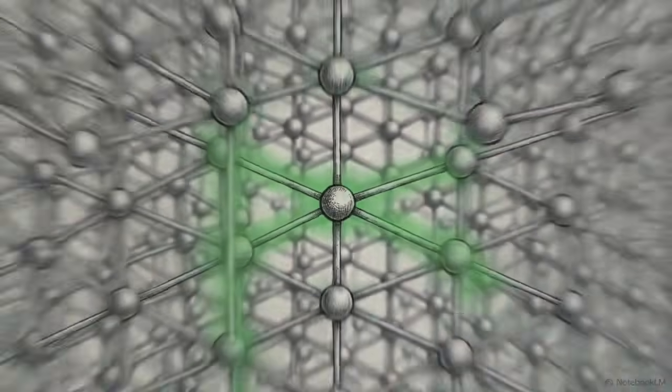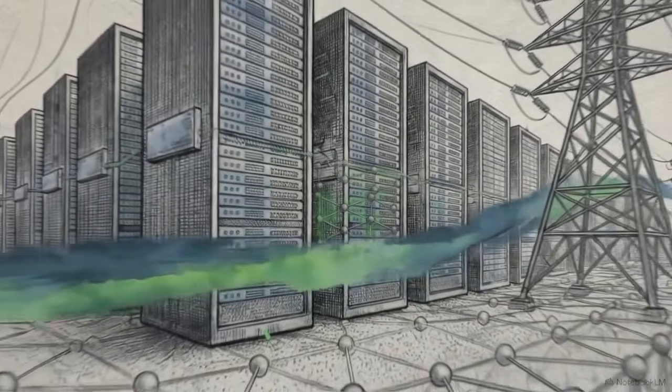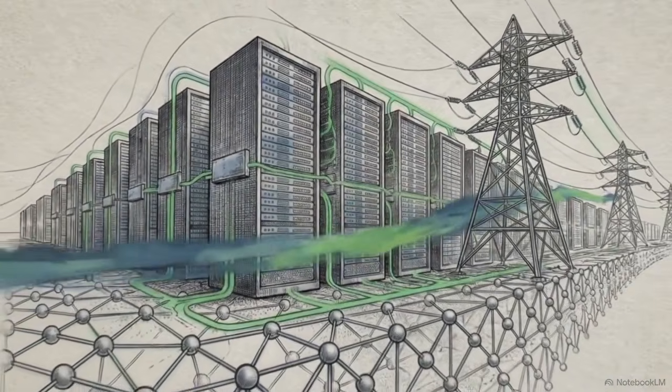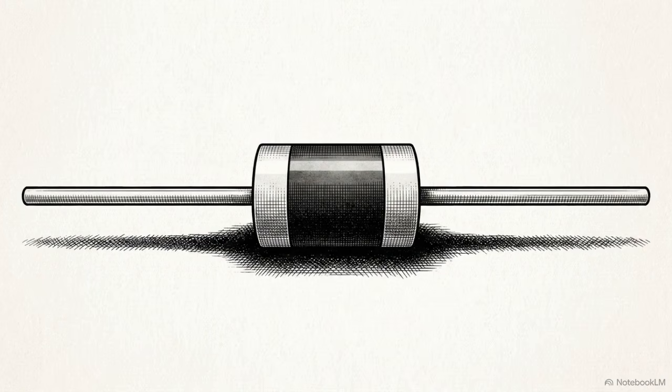By organizing microscopic impurities in a small block of silicon, we can unilaterally dictate the flow of massive electrical systems. The most profound engineering tools require no moving parts at all.